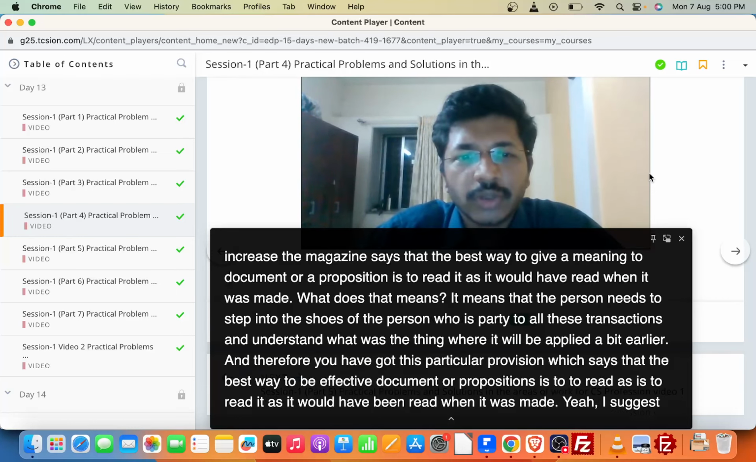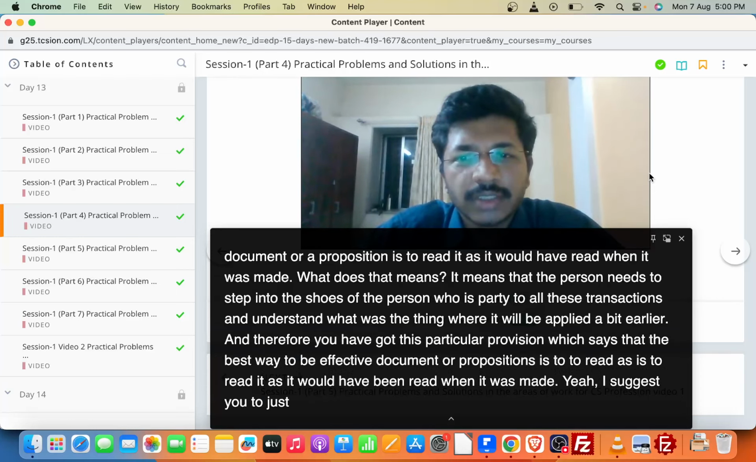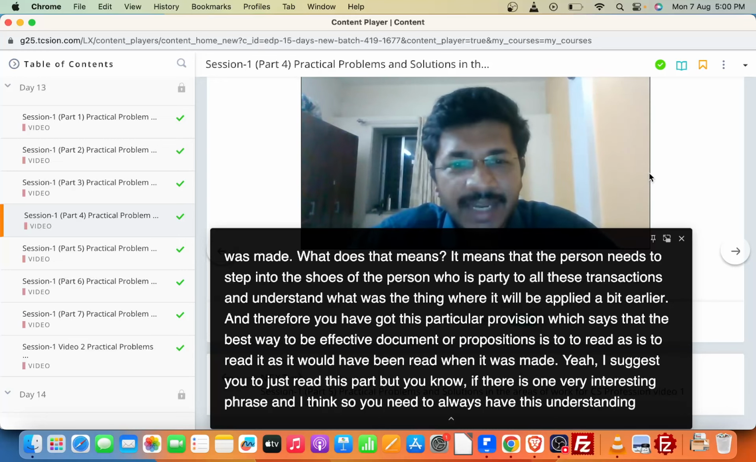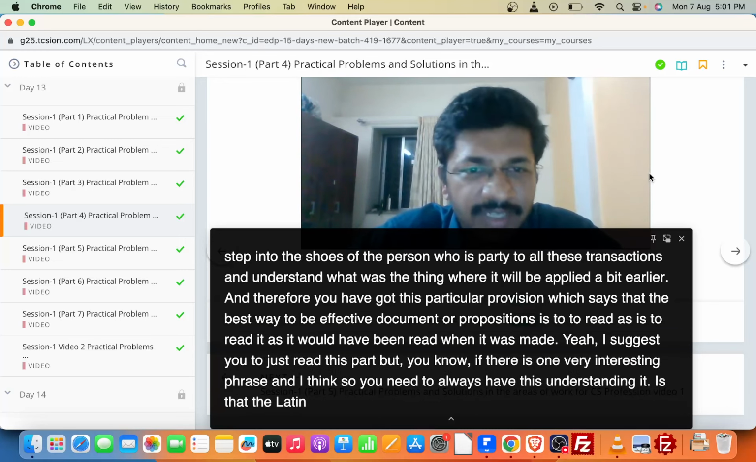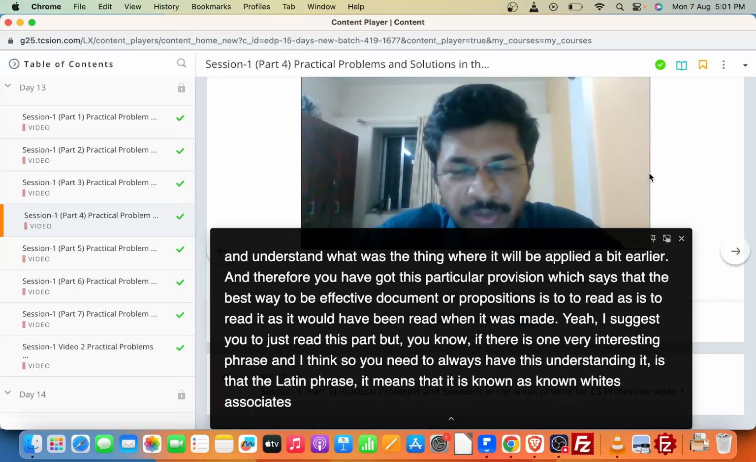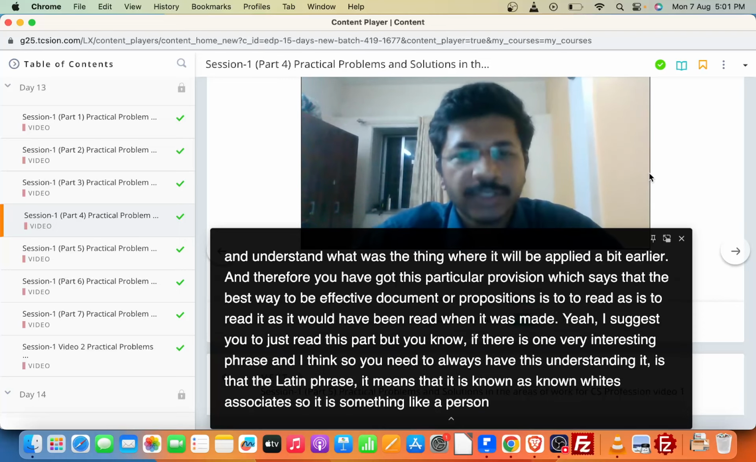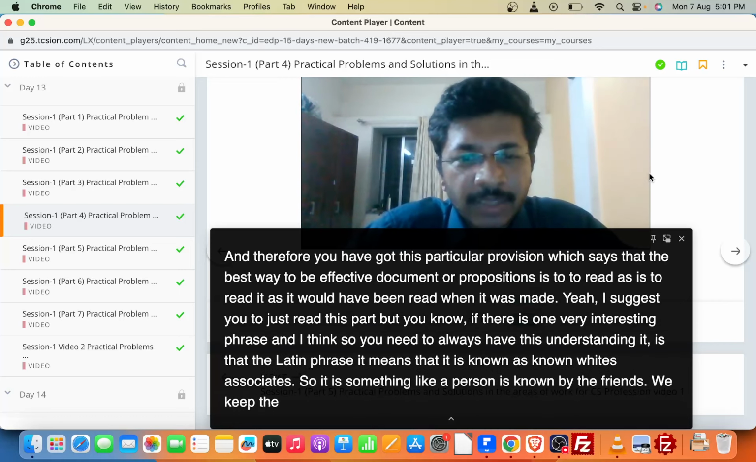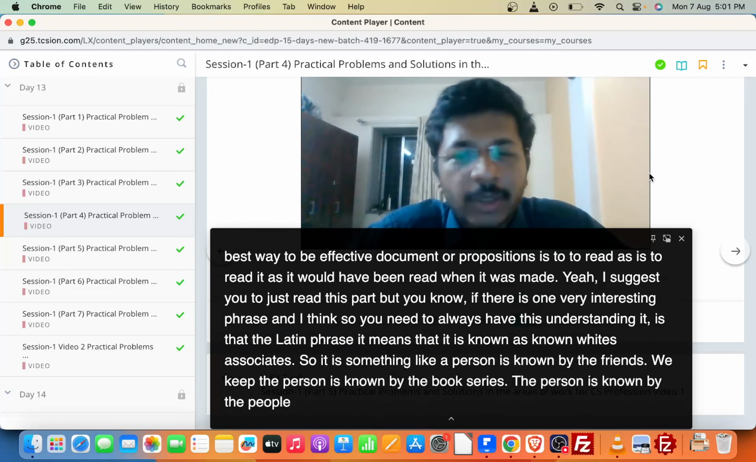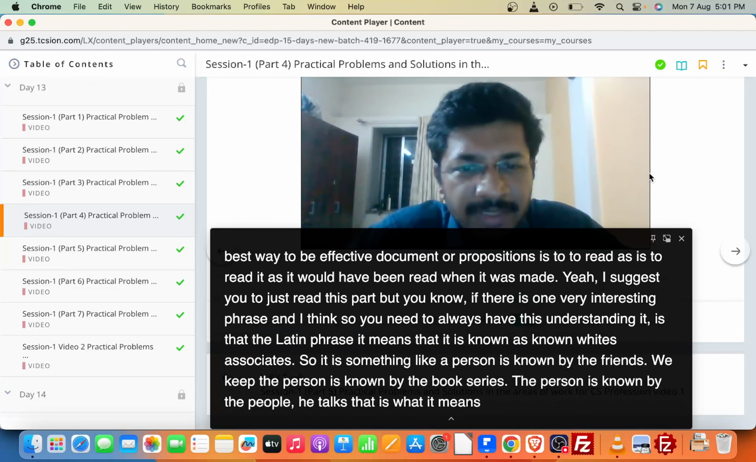Yeah, I suggest you all to just read this part, but there is one very interesting phrase, and I think you need to always have this understanding. It says that the Latin phrase means that it is known by its associate. So it is something like a person is known by the friends he keeps. The person is known by the books he reads. The person is known by the people he talks to. That is what it means, right?